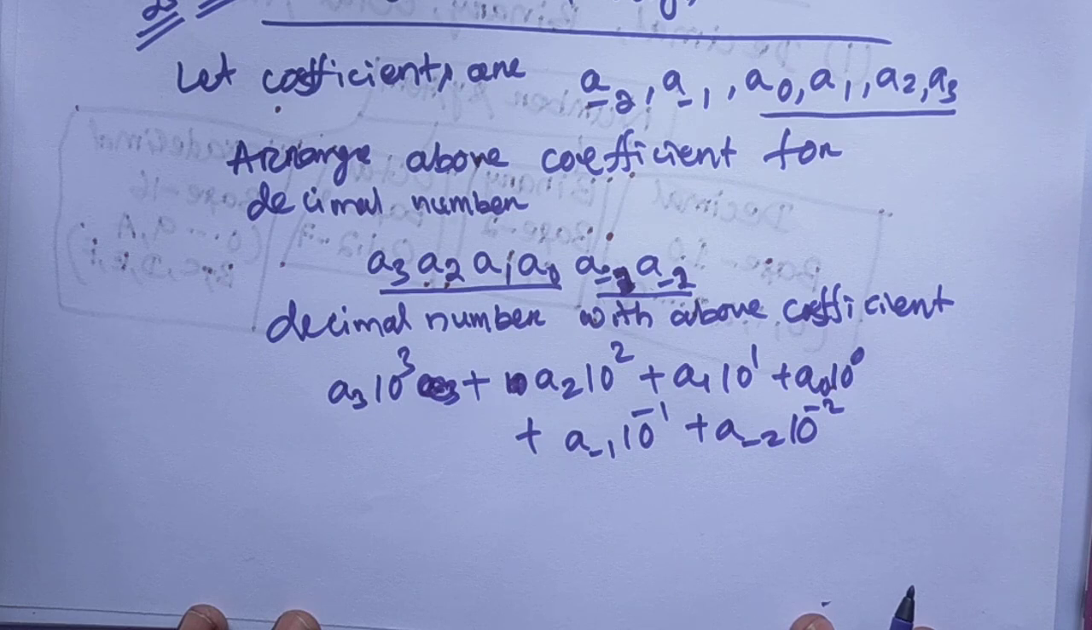Sometimes we can also define the coefficient with certain weights. With certain weights we can also define. That is another way we can define a particular decimal number, with weights.